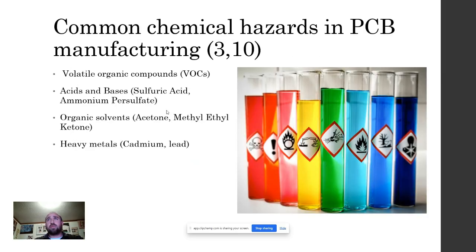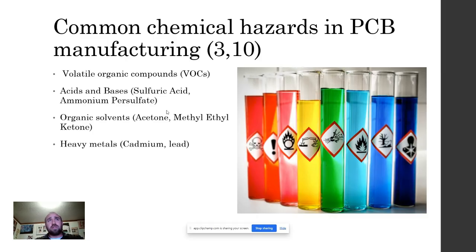So common chemical hazards in PCB manufacturing: there's tons, hundreds. Chemicals are being used at every step. That's how we get the ability to have these intricate designs with the copper filaments and the different diodes and all of our intricate parts of that PCB.